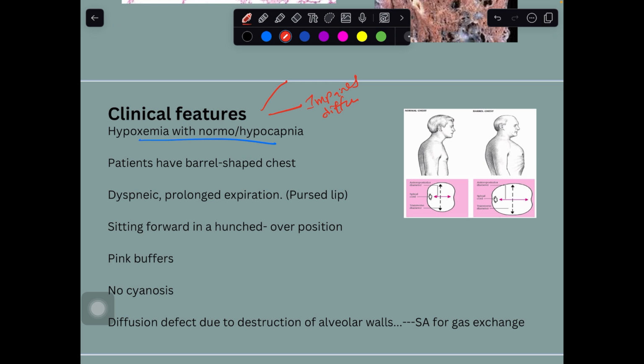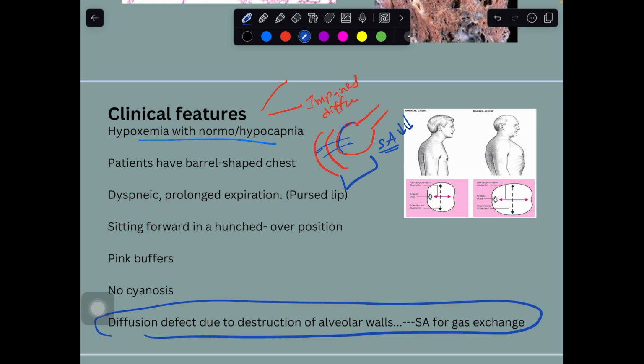The alveoli here are damaged. The wall has been damaged. And I mentioned that impaired diffusion is in this specific area where there is damage to the wall. If there's damage to the wall, the surface area has been decreasing, right? And so the diffusion is impaired significantly. So the diffusion defect is due to the destruction of the alveolar walls, and the surface area for gas exchange is completely destroyed.